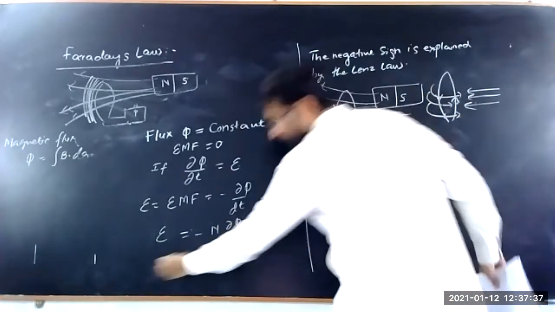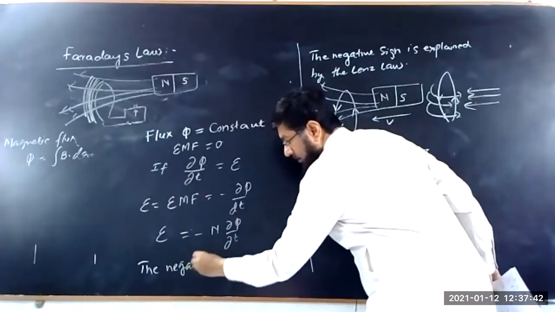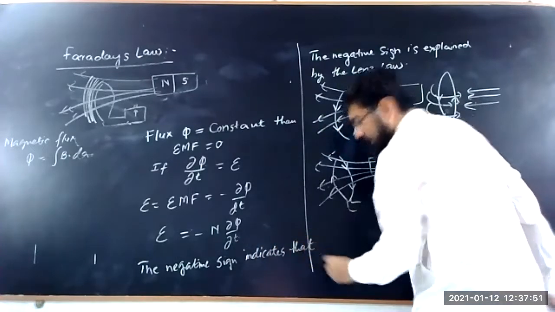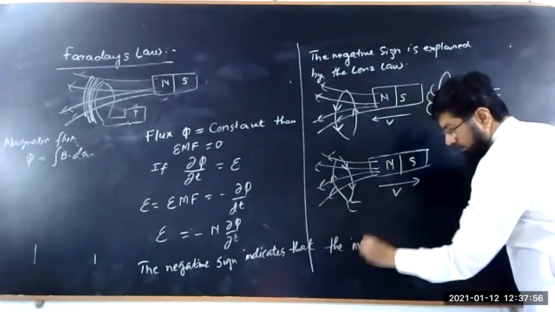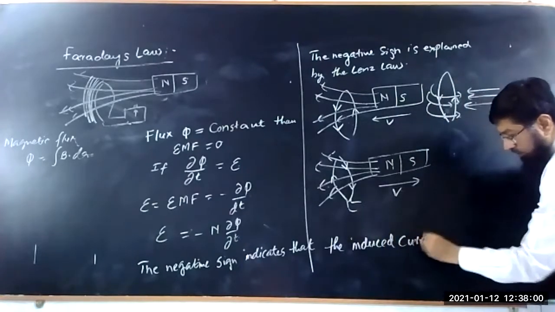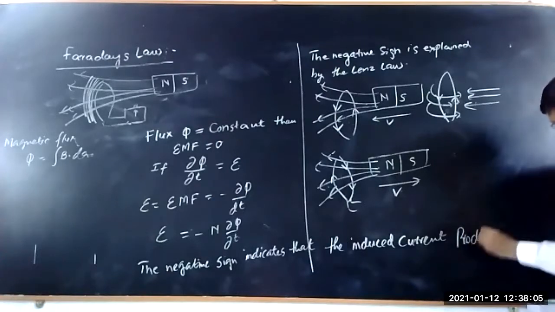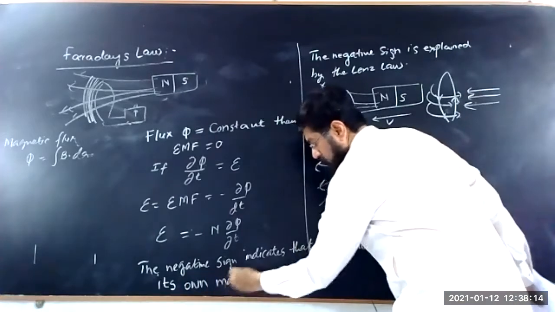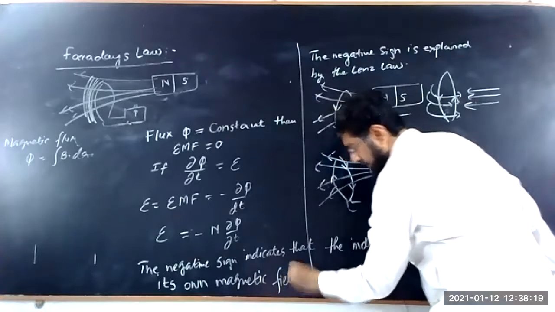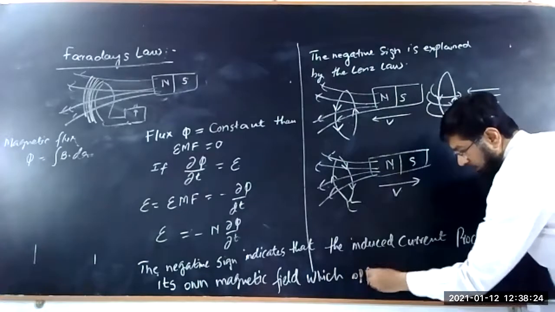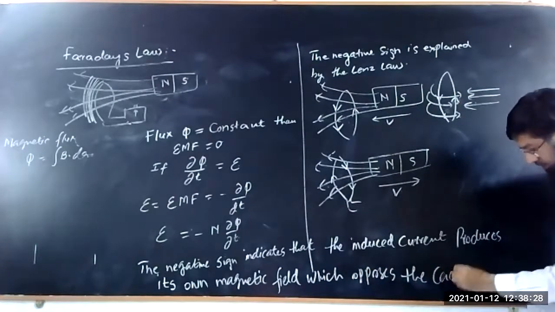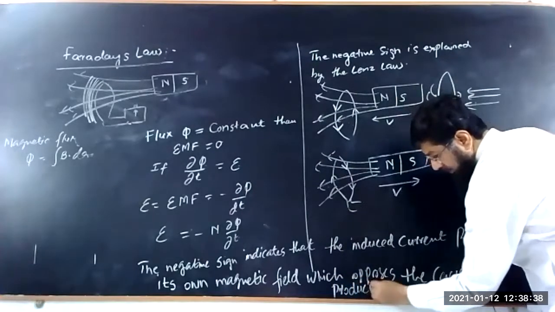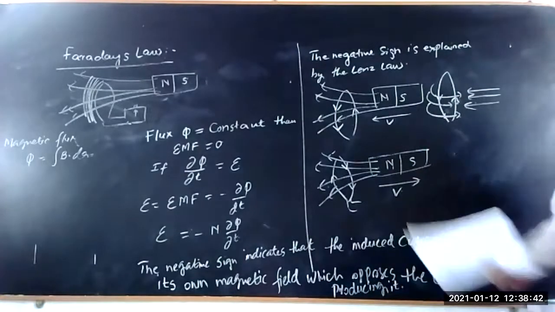So here the negative sign indicates that the induced current produces its own magnetic field which opposes the cause that is producing it. So this is what Faraday's law says.